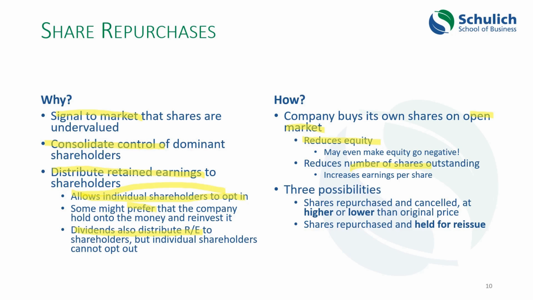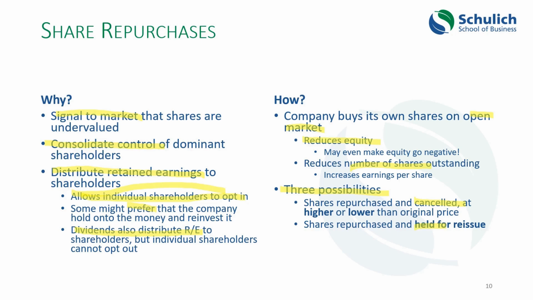To follow the bookkeeping, you just have to keep in mind that there's three possibilities that we're going to account for. One is that the shares are repurchased and then canceled, which means they're eliminated from circulation. And in that case, you have to think about the two possibilities, whether the shares were repurchased either at a higher or a lower value than they were originally issued. And the third possibility is that the shares are repurchased, but they're not canceled, they're held on to.